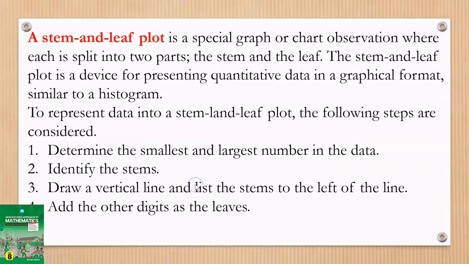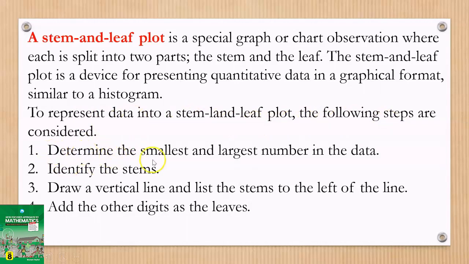What is a stem and leaf plot? It's a special graph or chart where each observation is split into two parts. We have the stem part and we have the leaf part. The stem and leaf plot is a device for representing quantitative data in a graphical format, and it's very similar to that of a histogram. Now, to represent data in a stem and leaf plot, the following steps are considered.